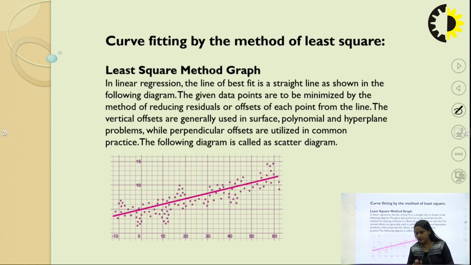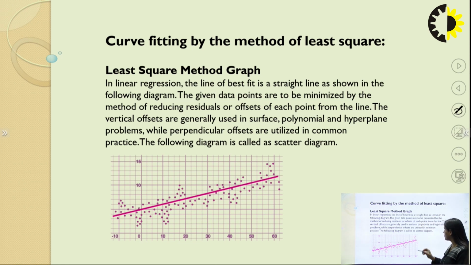Now, let's try to understand curve fitting by the method of least squares. There are four methods of curve fitting. One is the graphical method, another is the method of moments, a third one is the method of group averages, and the fourth one is the method of least squares. In today's lecture, we are discussing the least squares method. So, how does this method work?